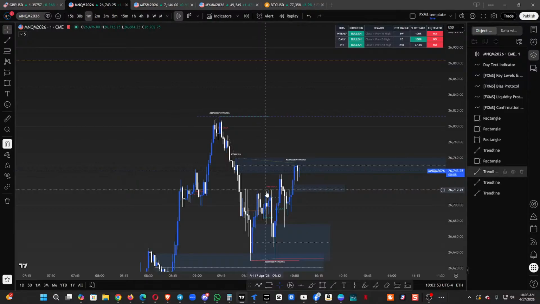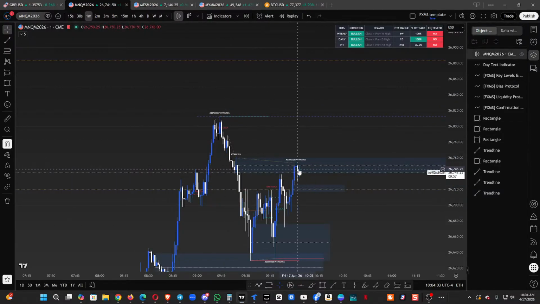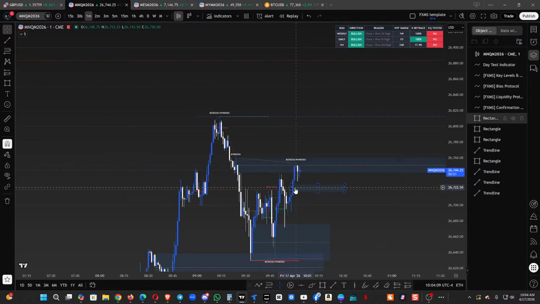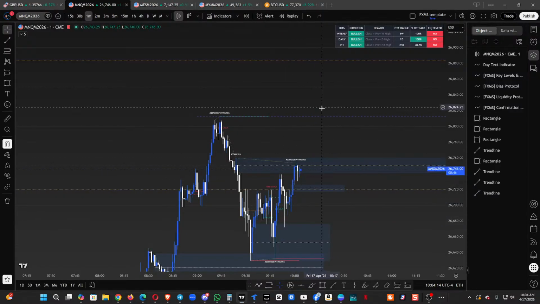So we have reaction, change of character. We missed the initial entry here, so now we're just looking for continuations to run out the levels. And each successive bearish POI, like here is an order block, that should take price lower. If this fails, then we're going to see price continue to go higher.